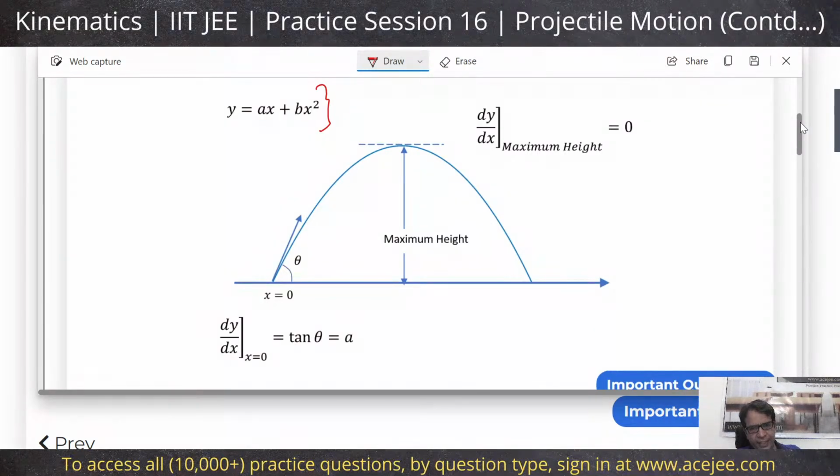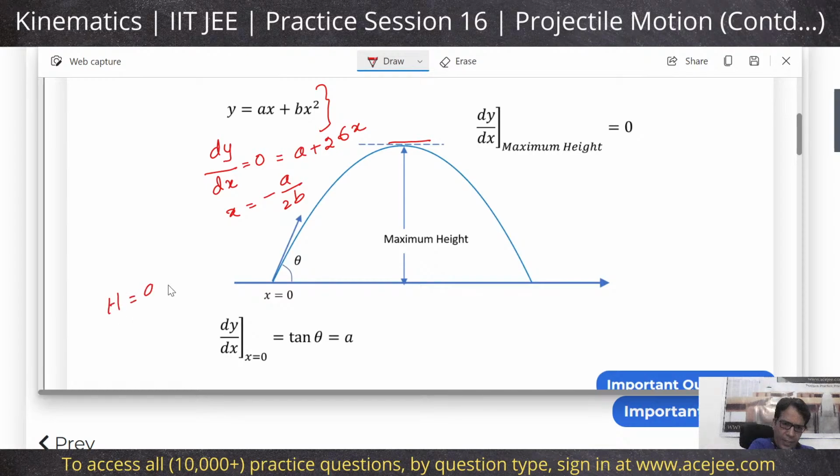Then let's see if we can find the maximum height. At maximum height, the slope is zero. So if you do dy by dx equal to 0, in this case, that will be a plus 2bx. So your x will be minus a by 2b. Then the maximum height h can be a into minus a by 2b plus b into square of this.